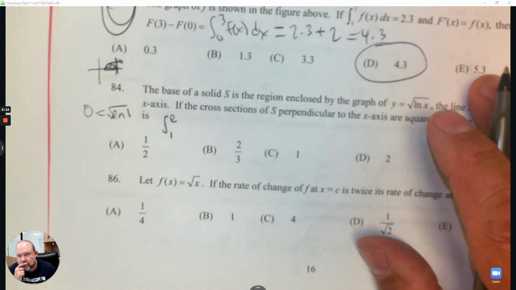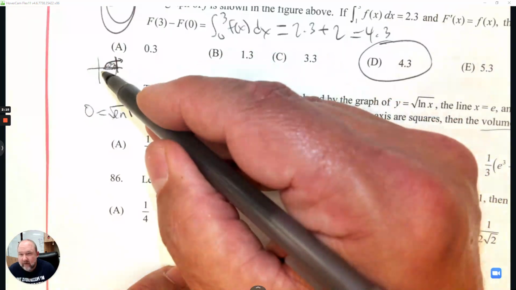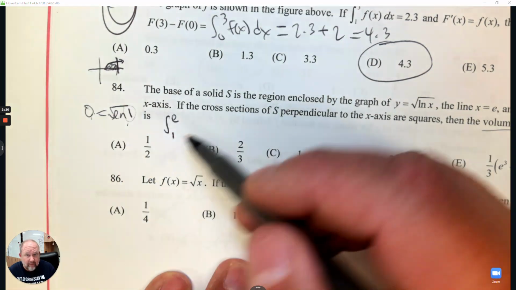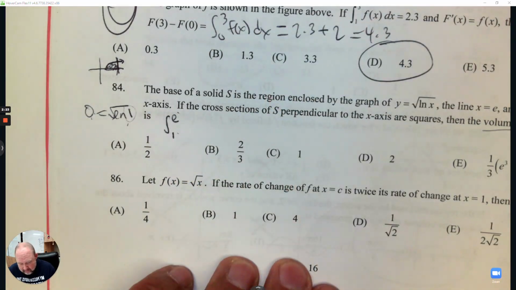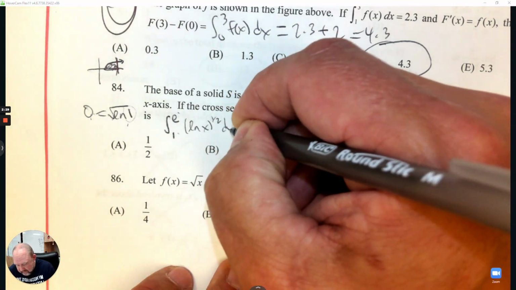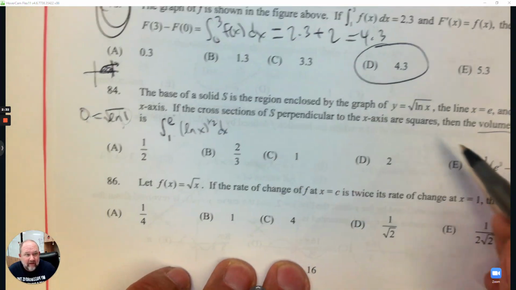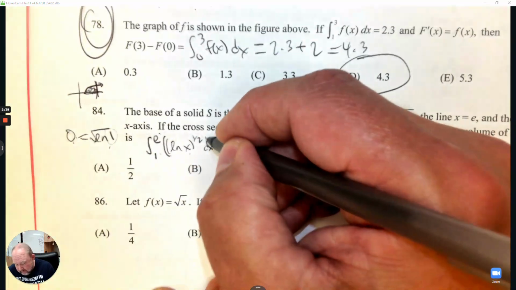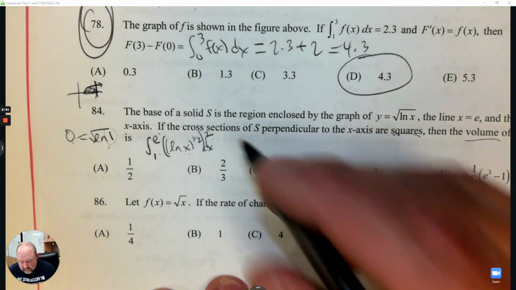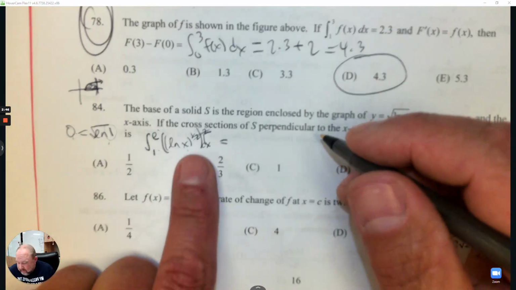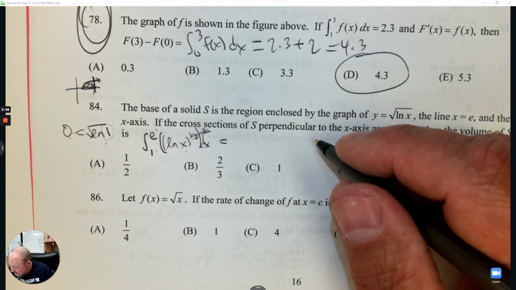So we have to know where it intersects. Where does that intersect the x-axis, which is 0? It's at 1. So it goes from 1 to e, top subtract bottom, so that's the square root. I'm going to write this as (ln x)^(1/2) dx. Then it says that they're squares. So when I go top subtract bottom, the formula for a square is you square that base. If I square it, they cancel out and it's just ln x. So what's the integration of ln x?